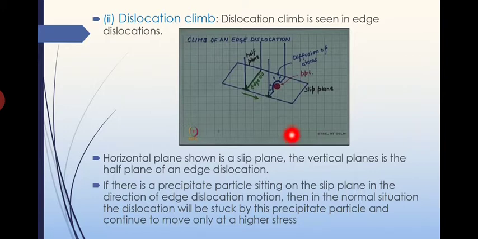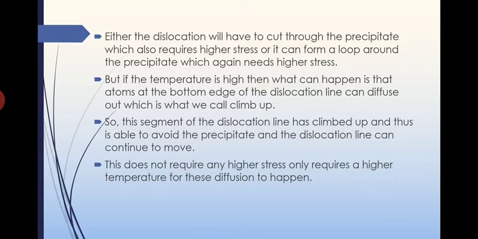If diffusion out is happening, the atoms are along this edge dislocation line, but as the temperature reaches the required temperature, greater than 0.5 Tm, the atoms gain energy because of the high temperature and diffuse outward to overcome that obstacle. That is what is actually happening. So this segment of the dislocation line has climbed up, so that the edge dislocation is actually climbing up. That's why it is called dislocation climb. The segment of the dislocation line has climbed up and is thus able to avoid the precipitate, and the dislocation line can continue to move.